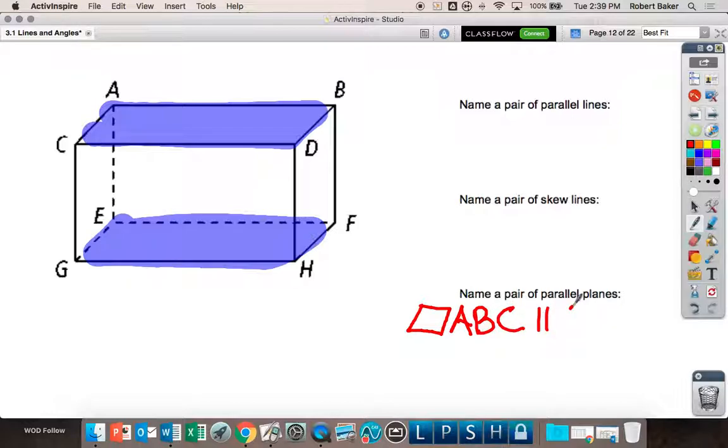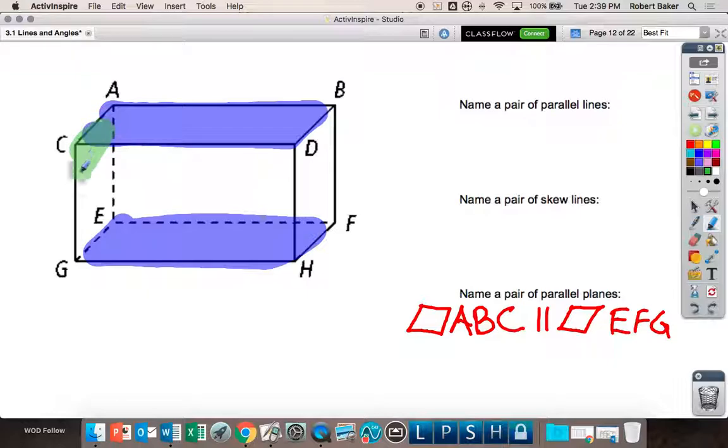Is parallel to plane E, F, G. So I'm gonna guess that there are more. There are always more. So plane CAG, plane C, A, G.